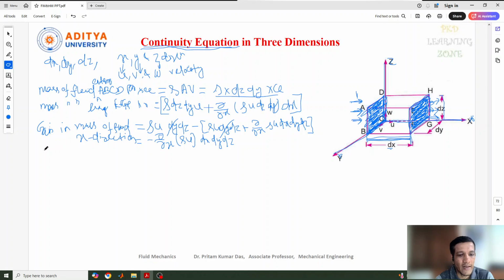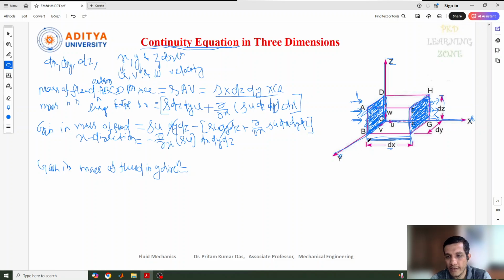Okay, now similarly we can write the gain in mass of fluid in the y direction. Gain in mass of fluid in y direction, this one you can write equal to, okay, let's see, y direction, which one?